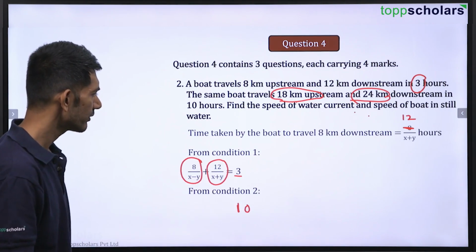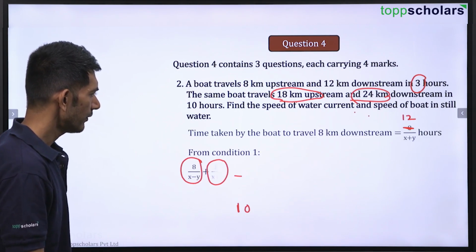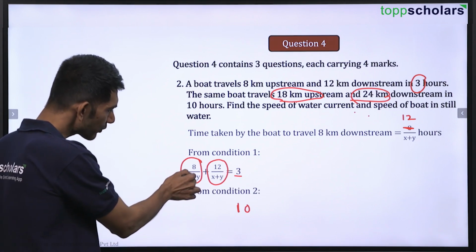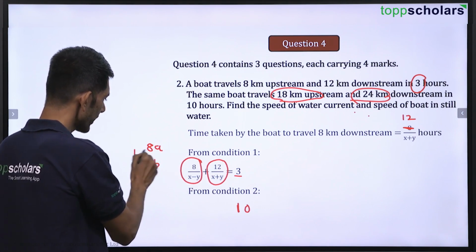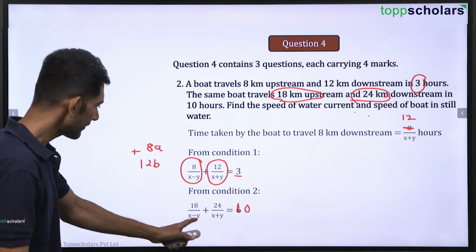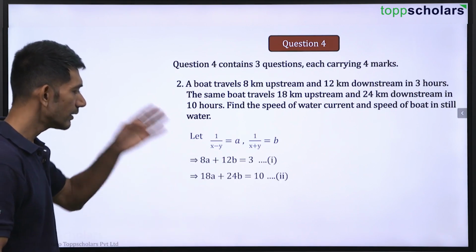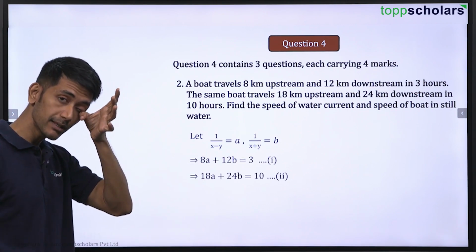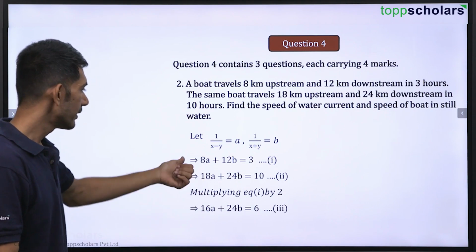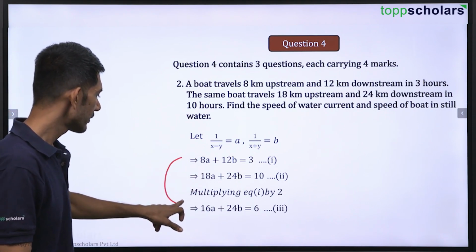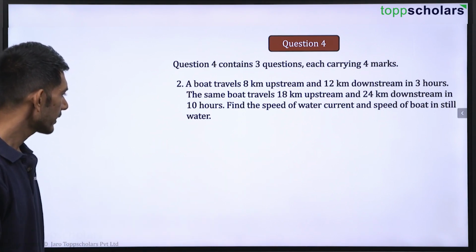Basically what we are doing is taking 1 by x minus y as a, so this becomes 8a, this becomes 12b. So 8a plus 12b is equal to 3. And this becomes 18a plus 24b is equal to 10. Now you can solve these two linear equations simultaneously and easily find the values of a and b, correct? So you can multiply equation 1 by 2, that gives you 16a plus 24b is equal to 6, correct?